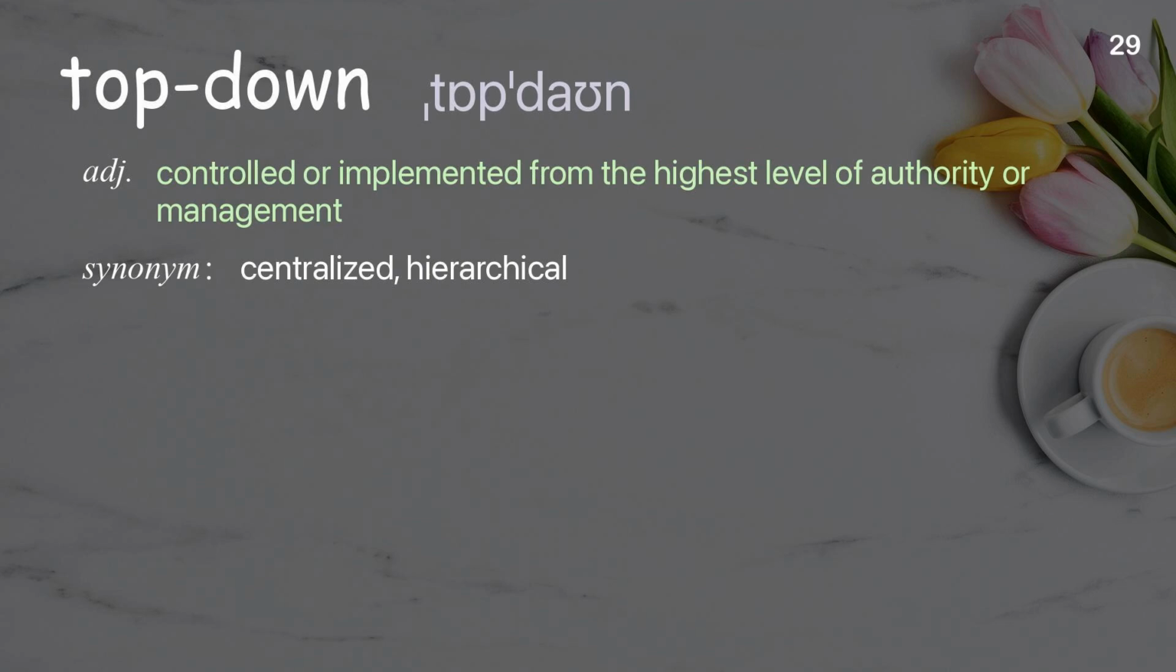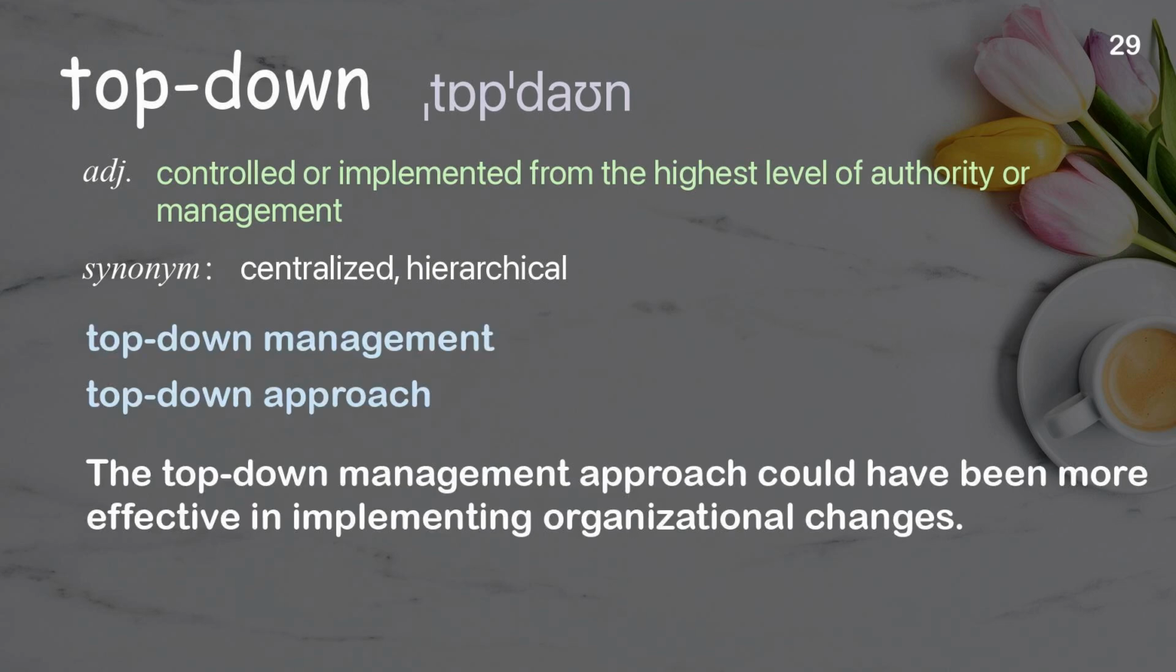Top-down. Controlled or implemented from the highest level of authority or management. Examples: Top-down management. Top-down approach. The top-down management approach could have been more effective in implementing organizational changes.